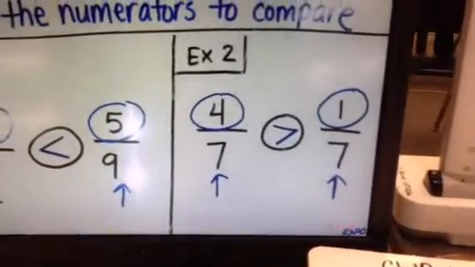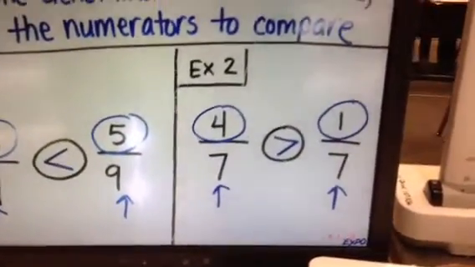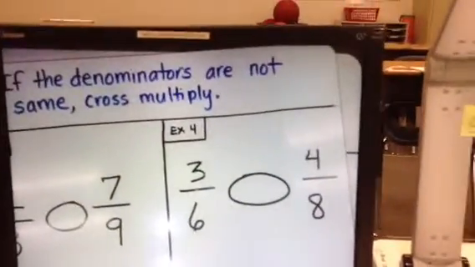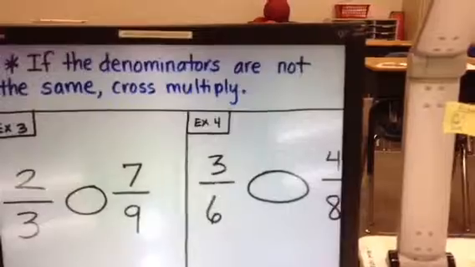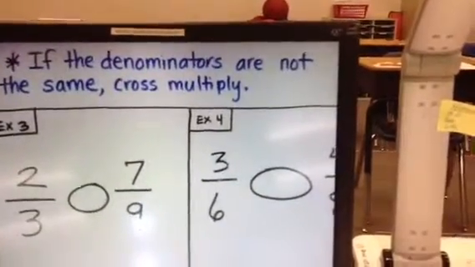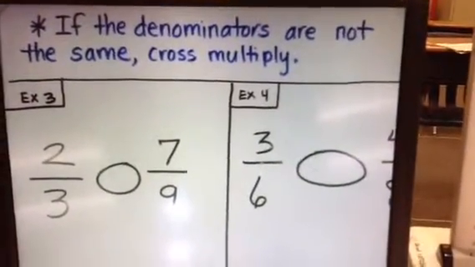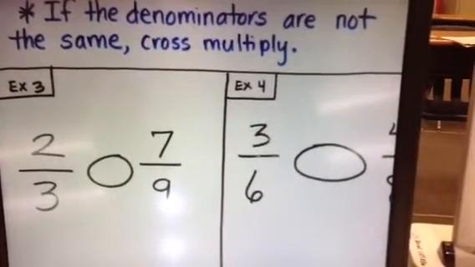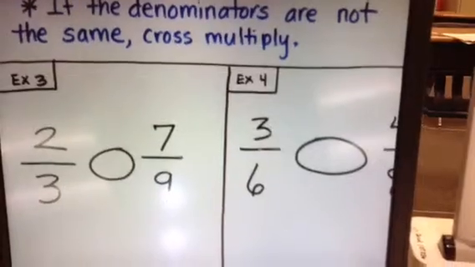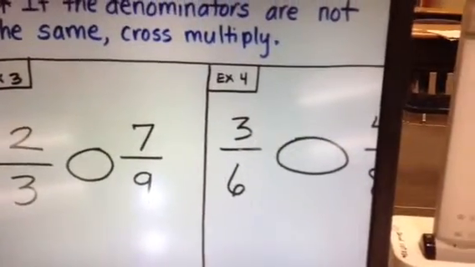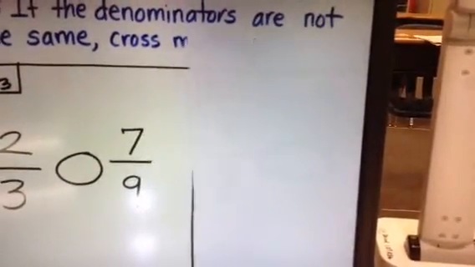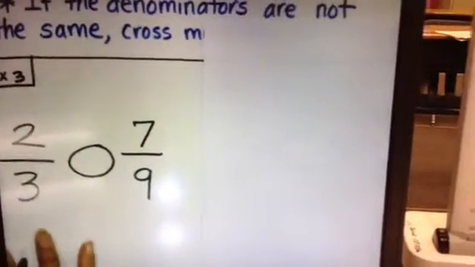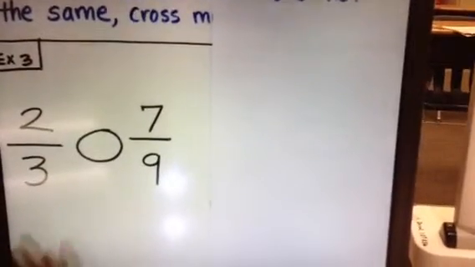Alright, the next examples we're going to do are when the denominators are different. If the denominators are not the same, just like it says right there, you're going to cross multiply. We've already learned that, so it shouldn't be too hard for you to do. We're going to start with example 3. In example 3, the problem is 2/3 compared to 7/9.